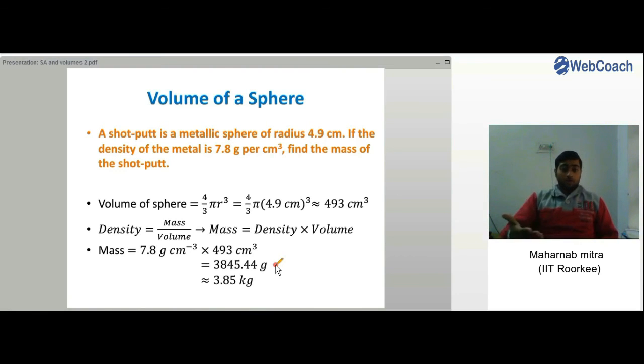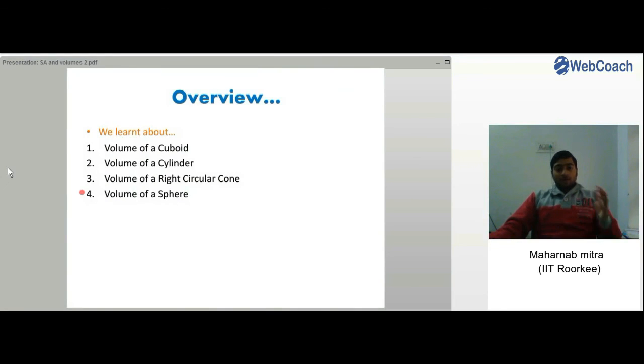So you have seen, we have found the volumes of all the solid figures which we had talked about in the last class, and finally we have learnt about the volume of a cuboid, a cylinder, right circular cone and sphere. And let us recall the volumes once more. The volume of cuboid was length into breadth into height, right? It was length into breadth into height.